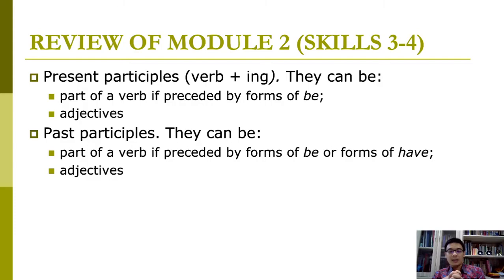Okay, and then in Skill 4, we learned about past participles. Past participles can be part of a verb if preceded by forms of be, is, am, are, was, were, or forms of have, has, had, okay? And they can also be adjectives.